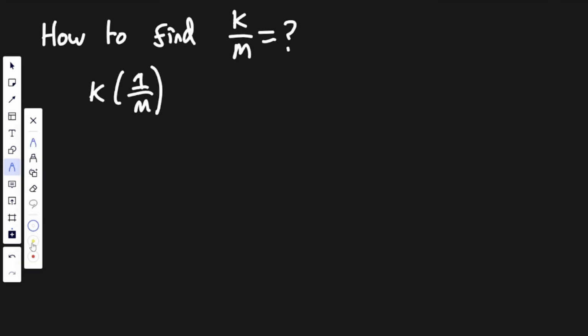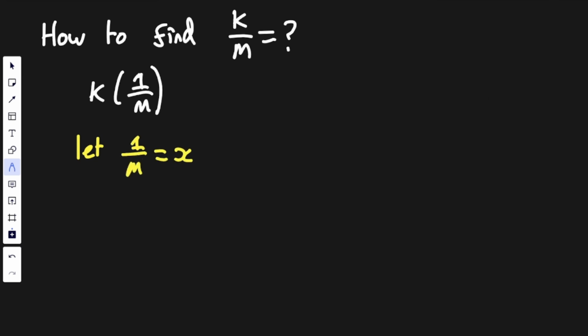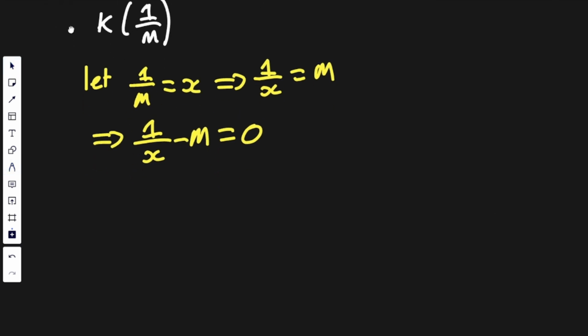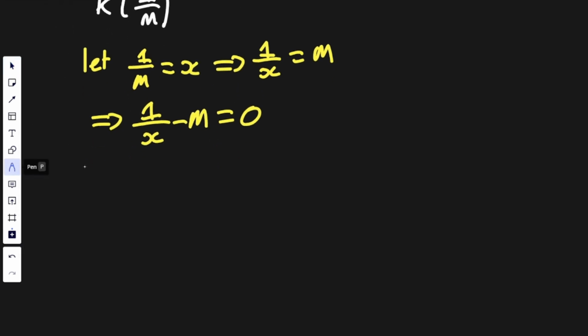Next, what we're going to do is let 1 over m be equal to x, where x is some decimal number rather than a fraction. And then I'm going to divide by x and multiply by m. So I get 1 over x equals m. And then I'm going to bring everything to one side. So we get 1 over x minus m equals 0. Now at this point we can use the Newton-Raphson method. You're going to see why we choose to use it. So we have the Newton-Raphson method as x_(n+1) = x_n − f(x_n)/f'(x_n).